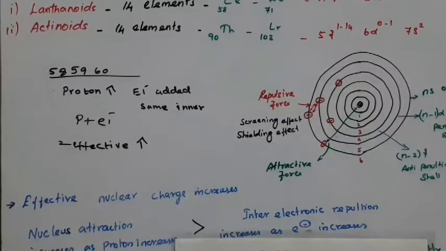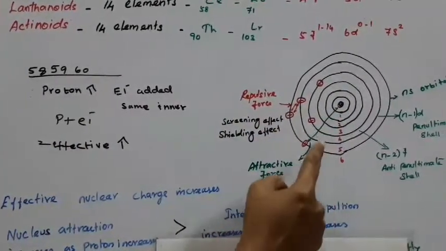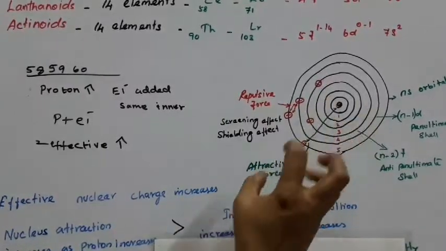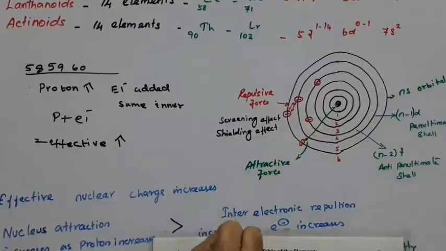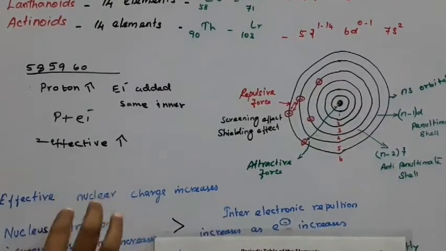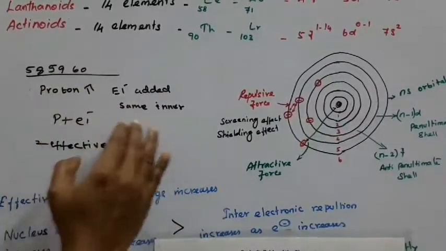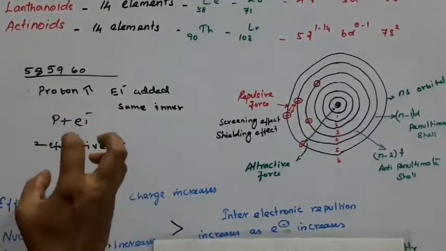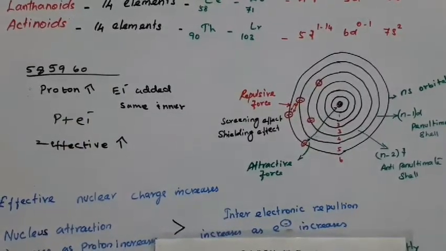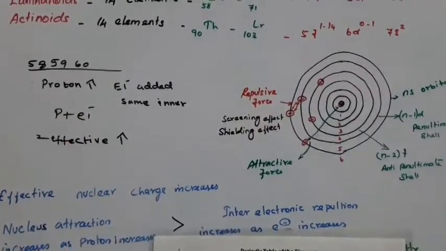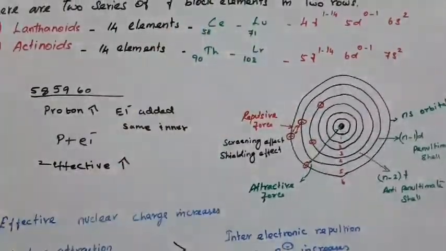So what happens here: the proton is a positive charge, the filling electron is a negative charge, so attraction takes place. More attraction takes place, so automatically the ionic radii decrease, the size decreases completely. And so this is the lanthanide contraction, for cerium to lutetium.